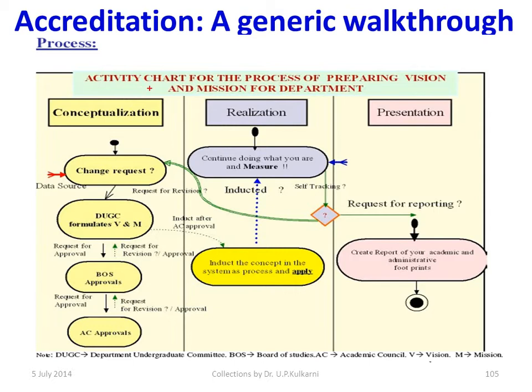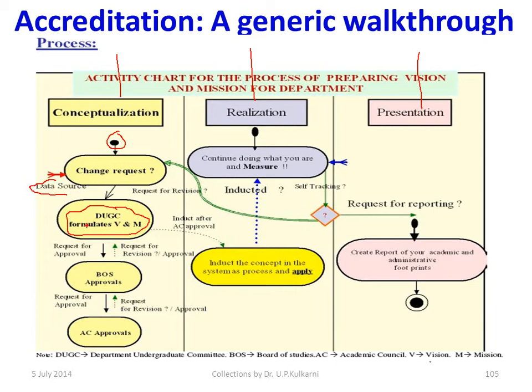Activity chart for the process of preparing the vision and mission for the department. These are the swim lanes we use: one is the conceptualization level, the other is the realization level, and the third is the presentation level. Here we begin with the change request. You need to mention the various data sources for that: what the change request is, who initiated it, and why you felt a change is required. It goes to the department undergraduate committee. You may have different committees; an internal committee formulates the vision and mission looking into various data sources.